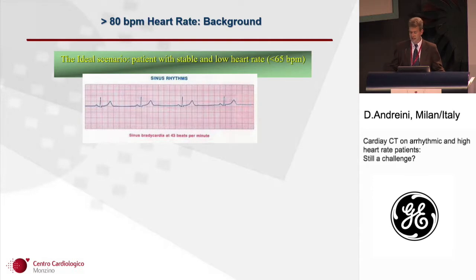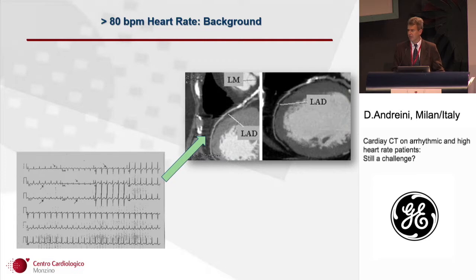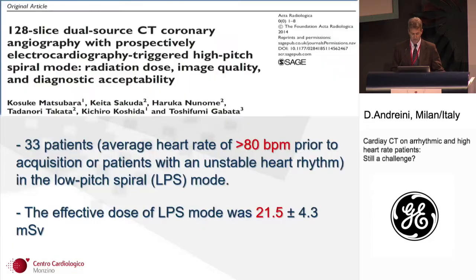We know that the ideal scenario for cardiac CT is that of patients with stable and low heart rate, less than 60-65 BPM. Conversely, when the heart rate increases to 70, 80, 100 or more BPM, two types of artifacts can affect the image quality: the slice misalignment, the stair-step artifacts that are typical of the 64-slice scanner with a 4 centimeter coverage, and the motion blurring that commonly characterizes particularly the right coronary artery and is typical in high heart rate patients.